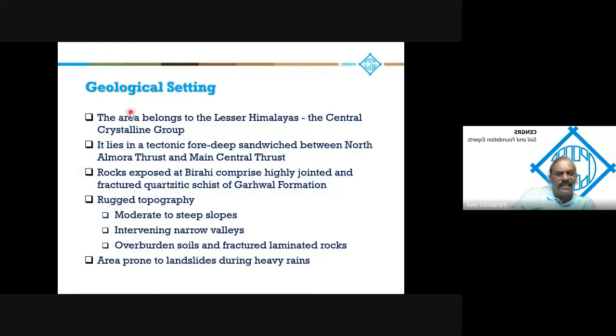You look at the geological setting. The area belongs to the Lesser Himalayas, Central Crystalline Group. It lies in a tectonic zone sandwiched between the North Almora Thrust and the Main Central Thrust. Rocks exposed at Birahi comprise a highly jointed and fractured quartzitic schist of the Garhwal Formation. It's a rugged topography with moderate to steep slopes and intervening narrow valleys. The overburden soils and fractured rocks are present, and the area is highly prone to landslides during heavy rains.